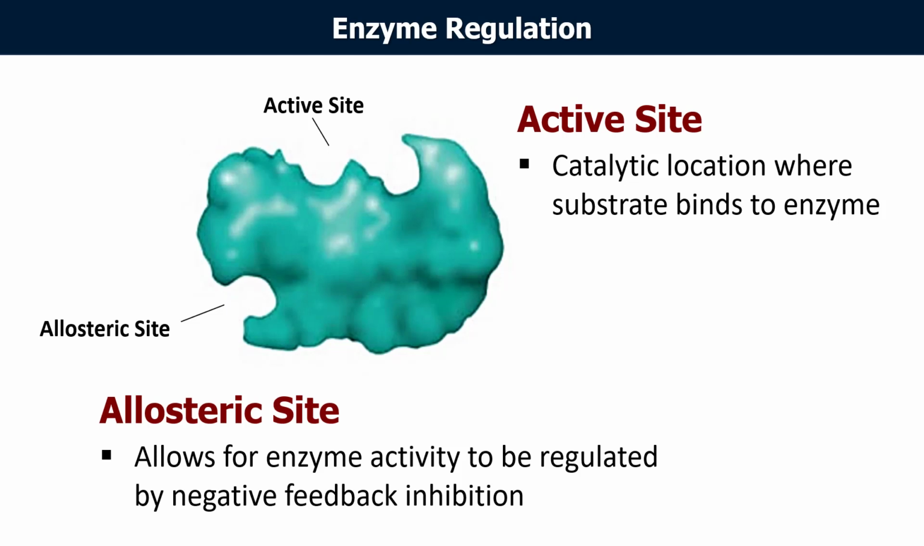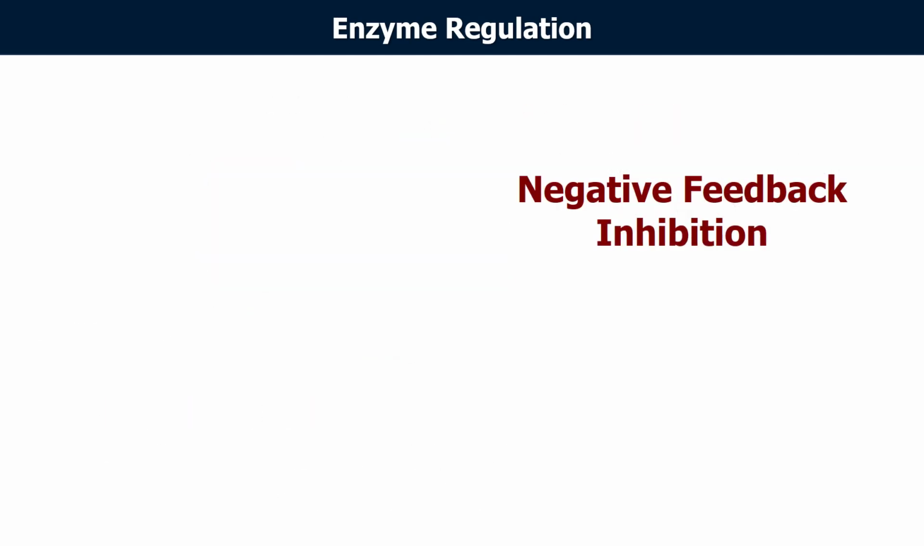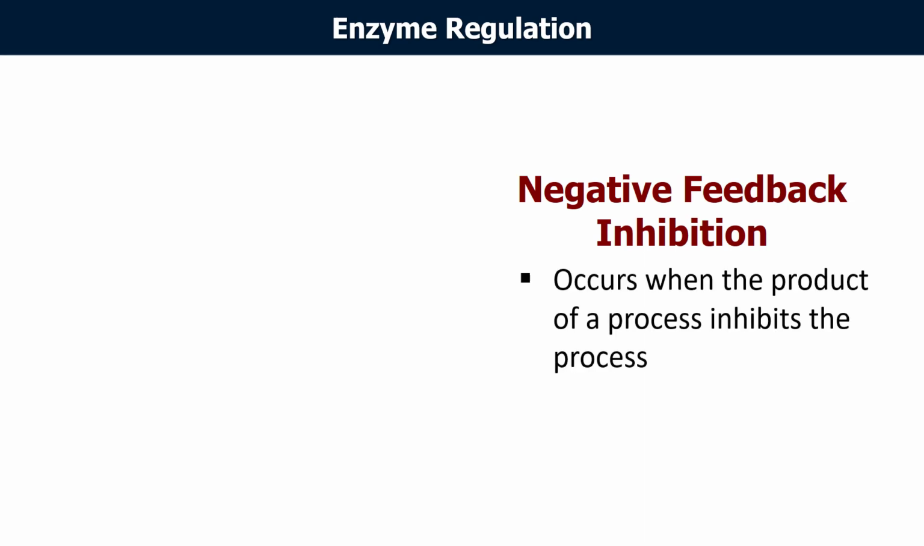So again, if something binds to the allosteric site, the change of shape site, it won't catalyze something. What will happen is the enzyme's shape is going to change. And if the shape of the enzyme changes, so will the shape of the active site. And this is all going to work by something called negative feedback inhibition. So let's see what that is. Negative feedback inhibition occurs when the product of a process inhibits the process by which it was made.